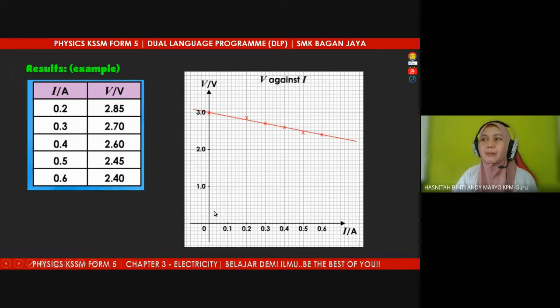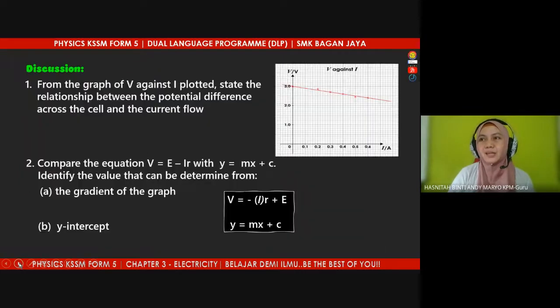Ohm's law, remember, I increases, V also increases. But for EMF, as I increases, you can see the voltmeter reading drops. So students, what is the finding we can get from this study? From the graph plotted, state the relationship between the potential difference across the cell and the current flow. According to this red line shown here, what can you say about the relationship?